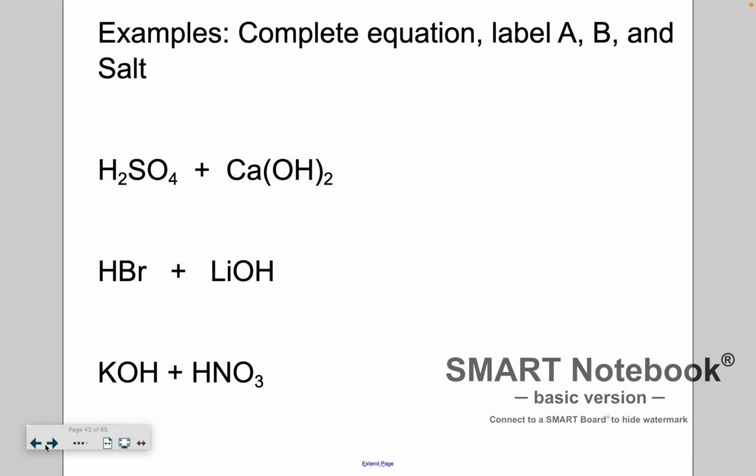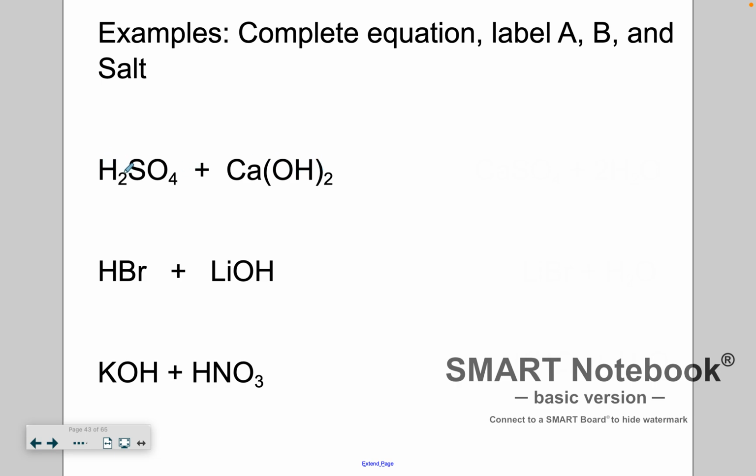Okay, so we're going to do a couple of examples. Complete the equation, label the acid, base, and the salt. So I have H2SO4. This is my acid. Acids usually start with an H in the front. And then I have calcium hydroxide. And because I see the OH, that's a base.